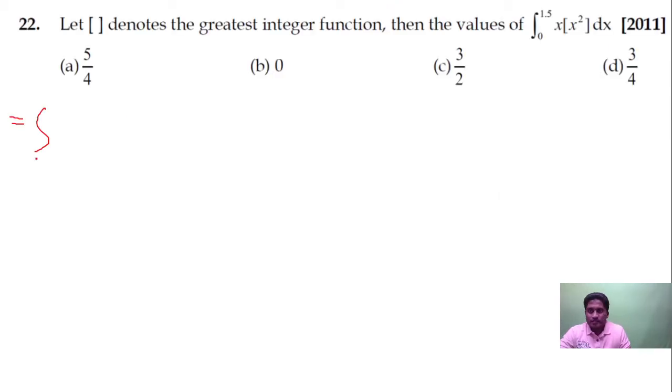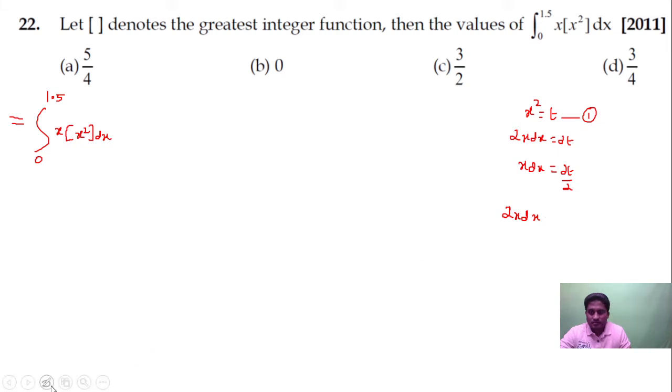Integration of 0 to 1.5 of box of x square into dx. So first I'm going to put x square is equal to t. If I differentiate, you get 2x dx is equal to dt, and from this I can write x dx is equal to dt upon 2. Call this equation 1. Even the limits will change.